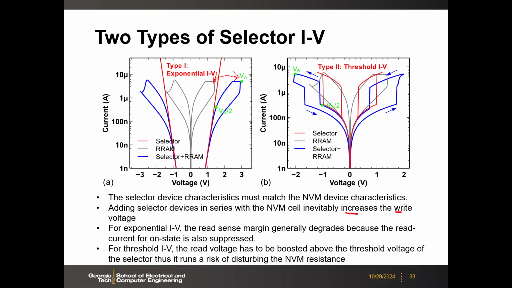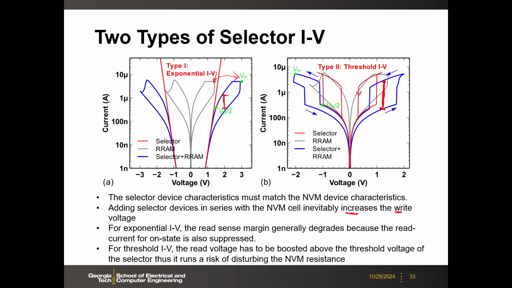For the exponential IV, the read margin is degraded because the on-state current is also suppressed by this exponential curve. So the read margin here is not as high as here. Okay, this is the threshold IV. Here for the threshold IV, the read voltage has to be boosted above the threshold voltage of the selector. So there is a problem with the threshold IV. There is a hold voltage.